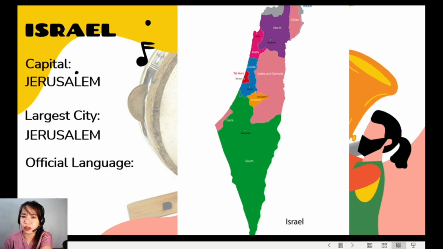Next, how about the official language? Last time we talked about the official language of Pakistan, which is Urdu. How about the official language of India? Yes, Hindi. And the official language of the Philippines is Tagalog. How about the official language of Israel? Do you have any idea? If your answer is Hebrew and Arabic, or Hebrew or Arabic, you are correct.